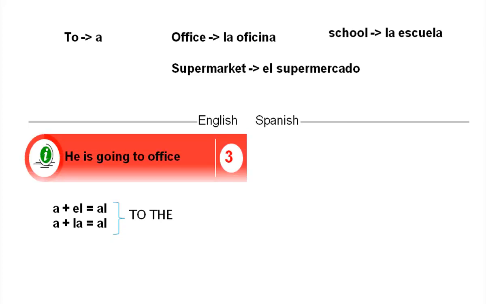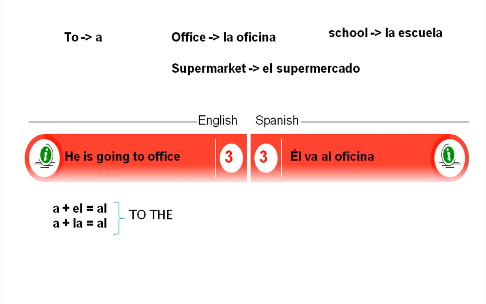Alright, next one, he is going to office. Él voy, not voy, voy vas va. Él va al oficina. So basically you want to say he is going to the office. We have missed the over here in the English side. So the office, la oficina, and we know the rule over here. A plus la is al. Él va al oficina. He's going to the office.